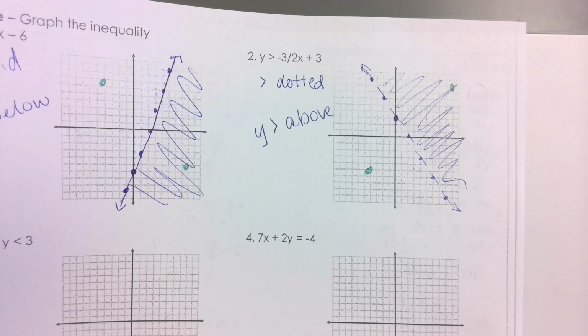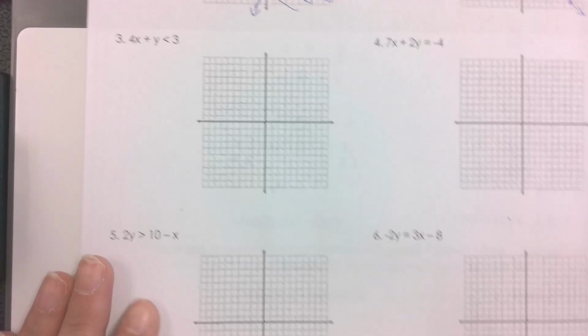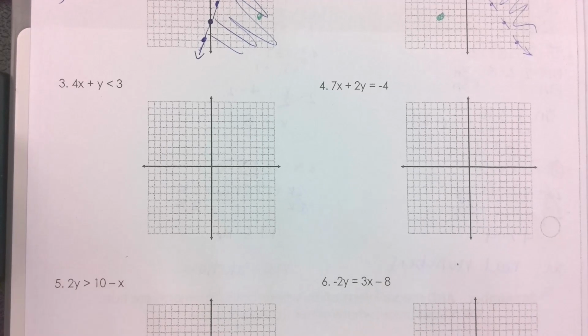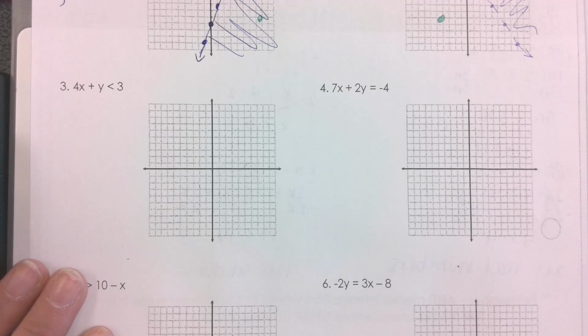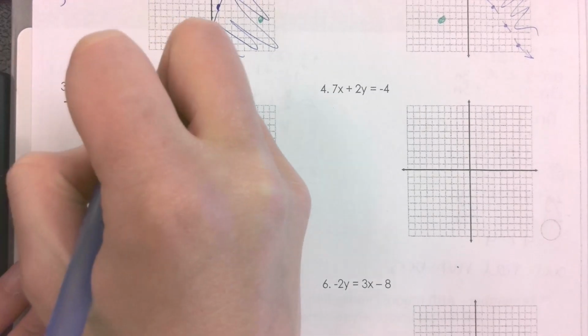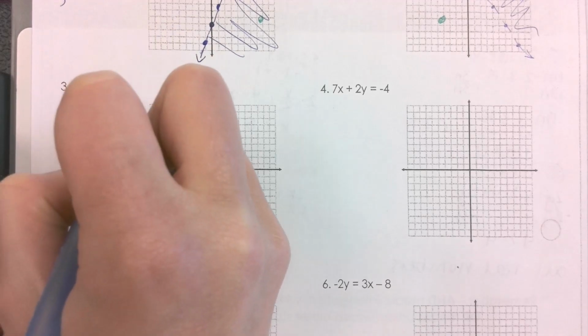Alright, so let's look at number 3. What is wrong with that inequality on number 3 right now? It is not in y equals mx plus b. We need it in slope intercept. How are we going to get it there? Solve for y. So Cam, what do we do first to solve for y? Subtract 4x. So then we're going to have y is less than negative 4x plus 3. Is that in slope intercept form, y'all?